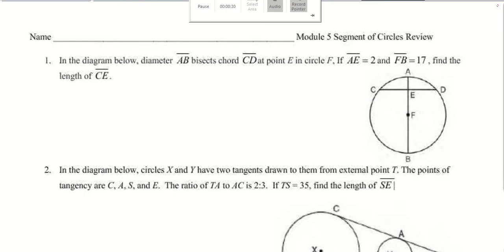But here we go. Number one, in the diagram below, diameter AB bisects chord CD at point E in circle F, so F is the center. AE is 2 and FB is 17. Find the length of CE.